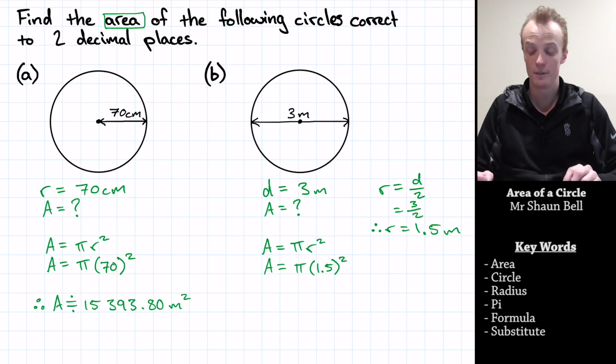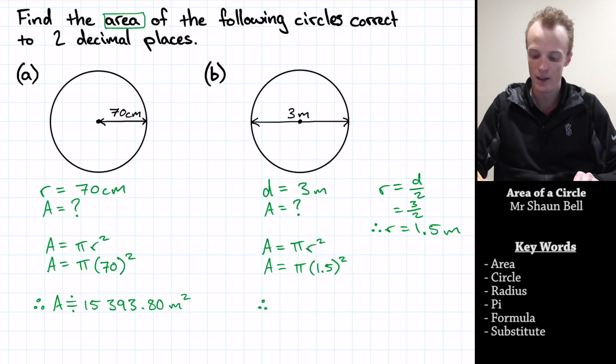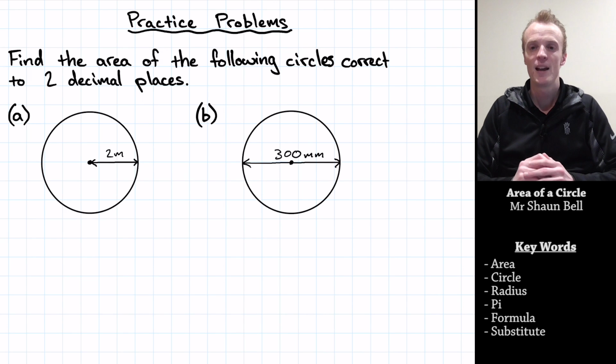Once I've got this, I enter it into my calculator, and I therefore find that the area is approximately equal to 7.07 meters squared. So now it's your turn. What I want you to do is use the area formula to find the area of the two circles that I've got in front of me.